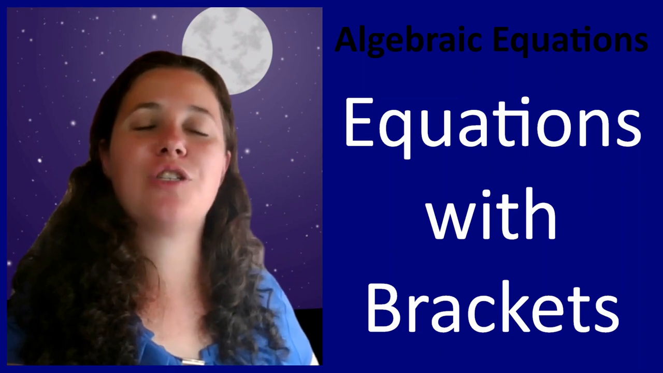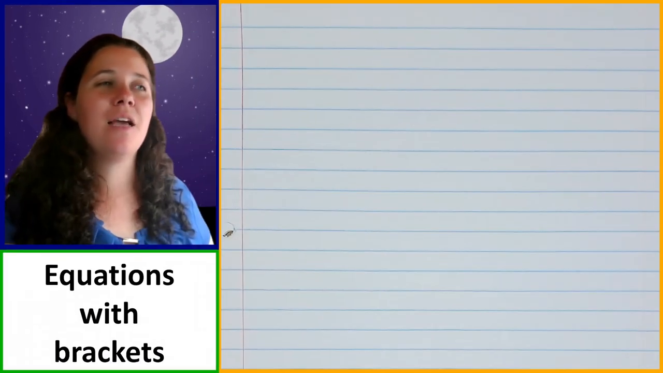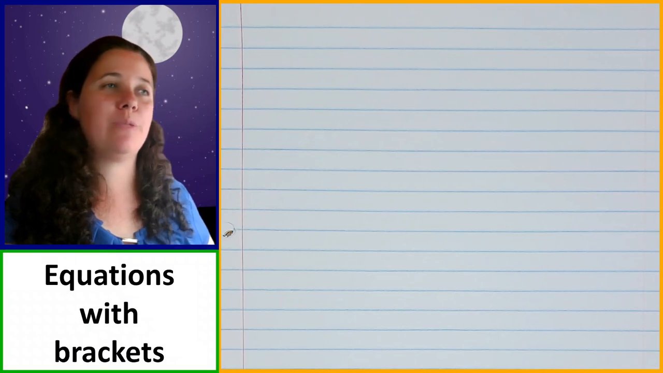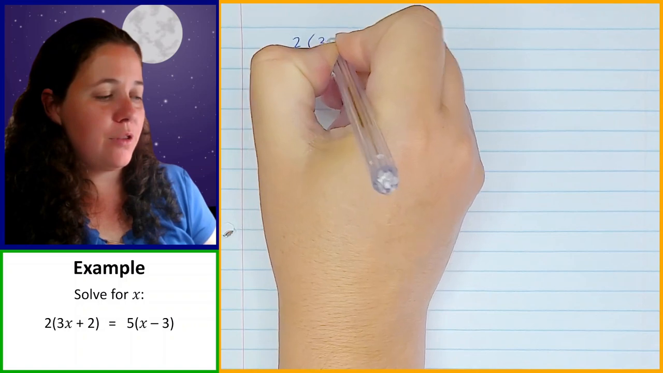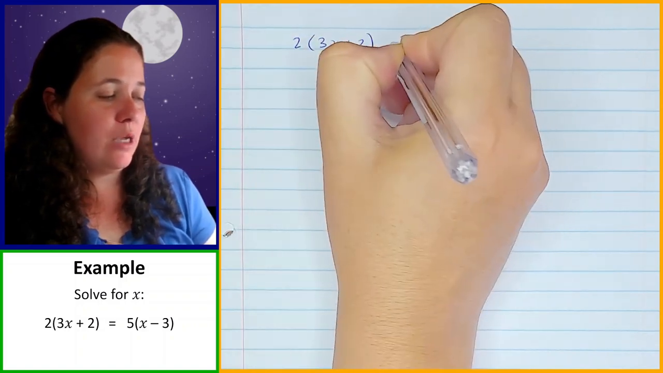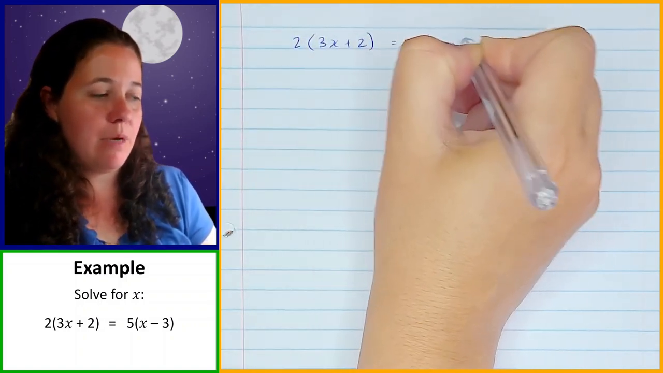Today we're going to be learning how to solve equations with brackets. So let's have a look at the first example we're going to be doing. Over here we've got 2 times 3x plus 2 equal to 5 times x minus 3.